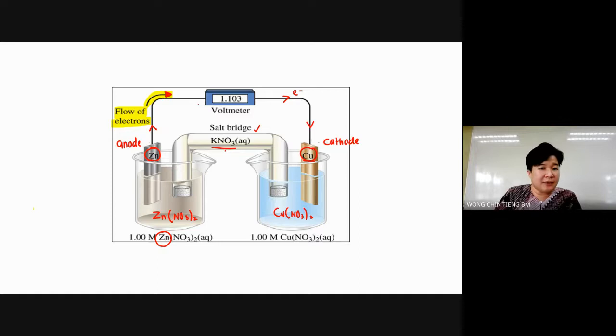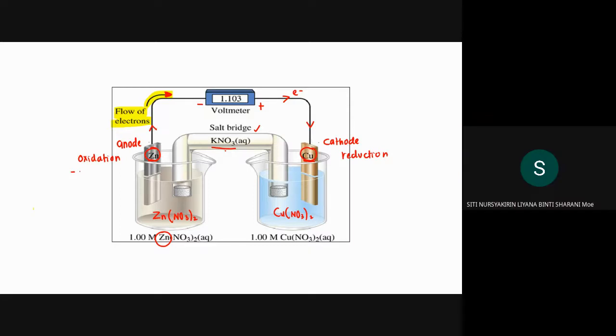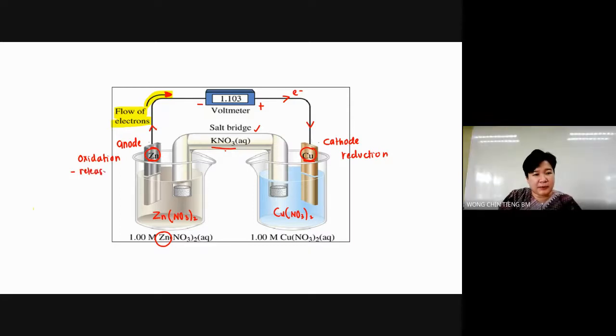So that would then be your negative terminal. That would then be the positive terminal of your voltmeter. Okay. Just a kind reminder again, your anode must be the one that undergoes oxidation and your cathode must be the one that undergoes reduction. By the way, quick question. Oxidation means release electron or absorb electron? Anyone? Release. Release. Your oxidation will be your release electron.